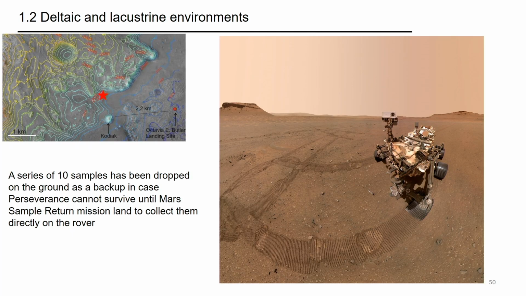So the reason for a backup is that in the case Perseverance doesn't survive in the next years, it would not be able to give the sample to the Mars ascent vehicle, which will take the sample to Earth. This mission is under construction, so it's currently expected to be 2028, very optimistically, probably more like 2030. And it's supposed to take the samples that we will collect with Perseverance and get them back to Earth.